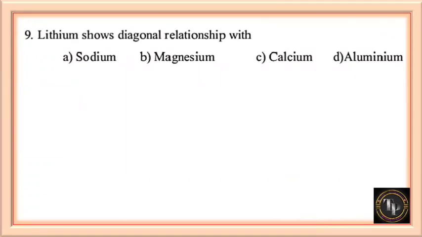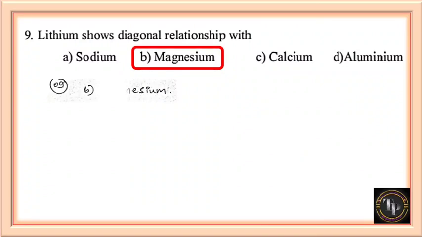Lithium shows diagonal relationship with? So if you see the periodic table, lithium is in diagonal with magnesium. Yes, it is.